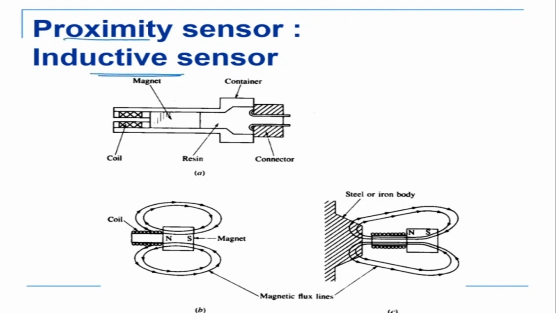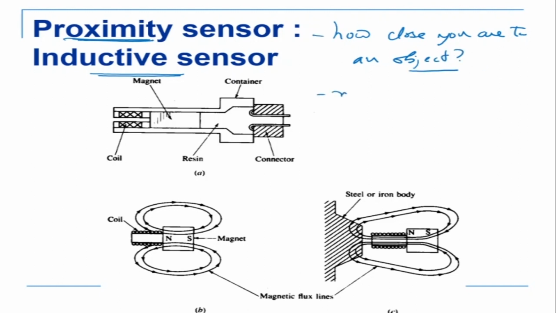In proximity, as the name indicates, it means how close you are to an object. That is the meaning of the word proximity. That gives us the distance from an object or the proximity of an object. And these are non-contact sensors. The simplest example is this inductive sensor.